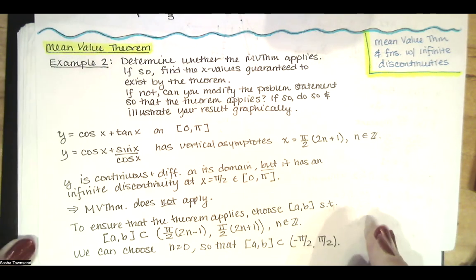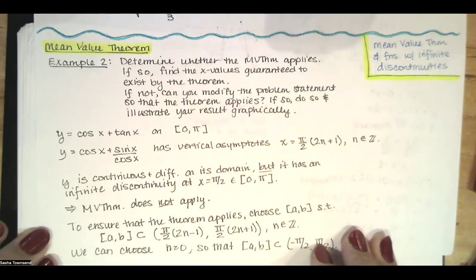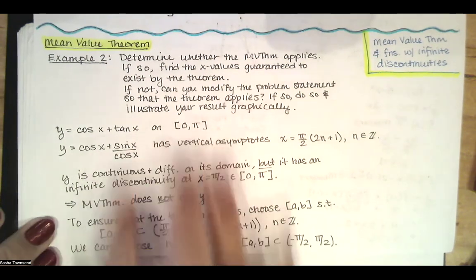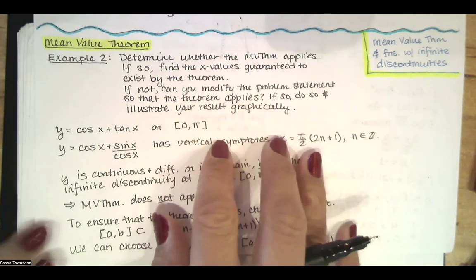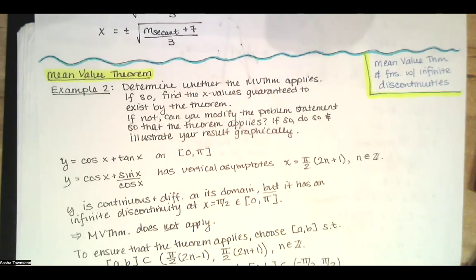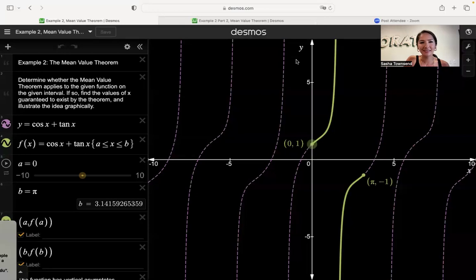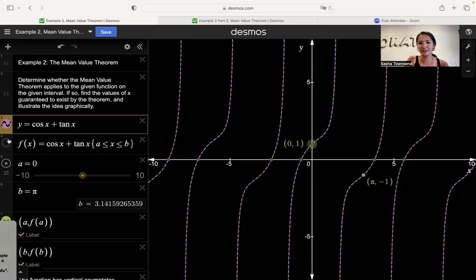Okay, let's look at the function graphically on desmos.com. Then we'll have a better sense of what's going on, and then we can discuss more about the mean value theorem. Okay, so here's our function, y equals cosine of x plus tangent of x.